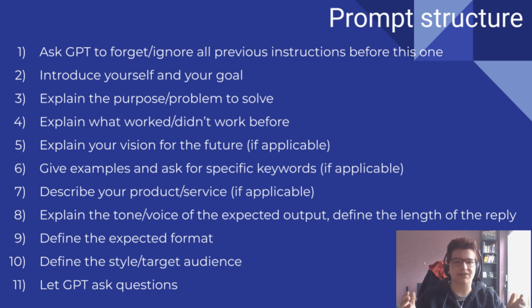Step number 6 is to give examples and ask for specific keywords. Then you describe your product or service, if applicable. You define the length of the reply. You explain the tone and the voice of the expected output. You define the expected format, so a list, blog article, HTML optimized text, SEO friendly, headings, subheadings, and more. Then you define the style and target audience, and then you let ChatGPT ask questions.